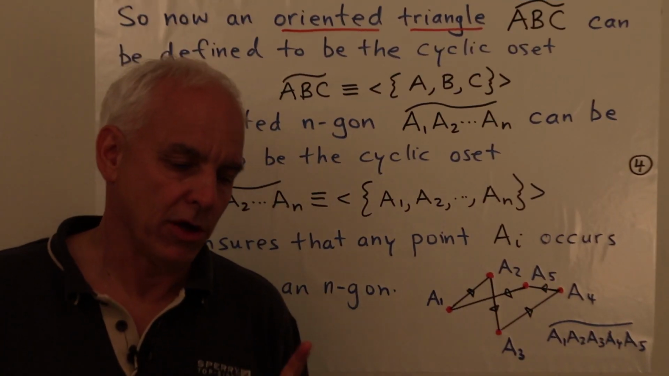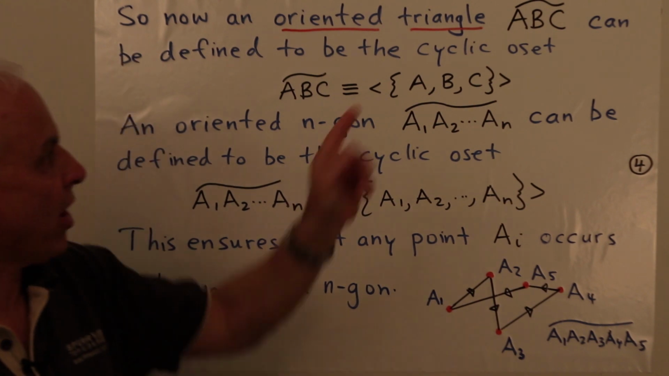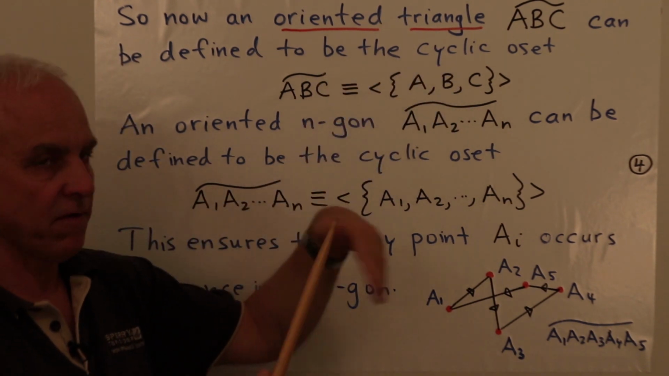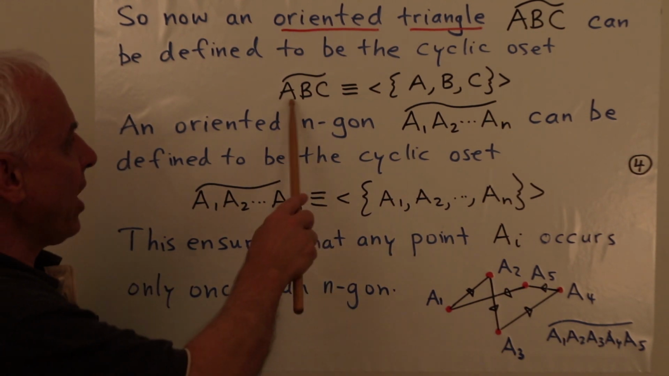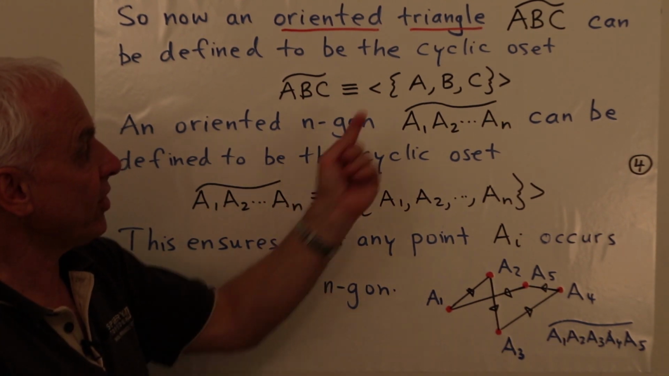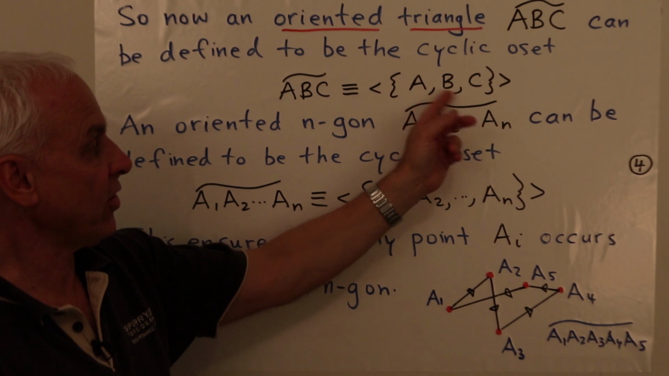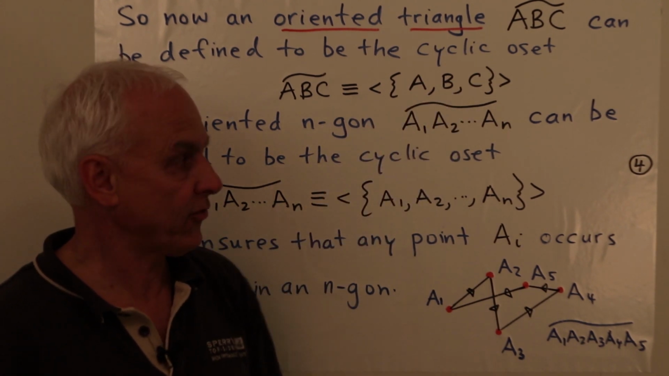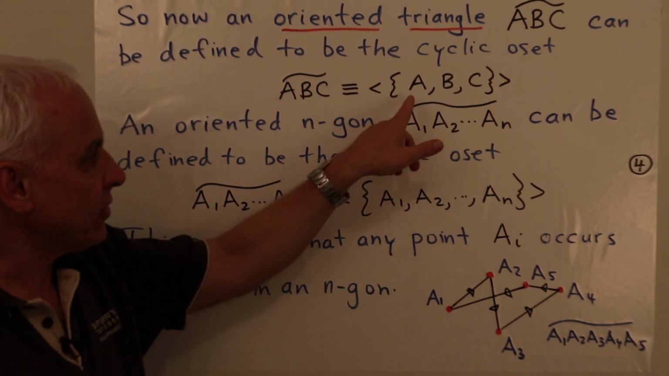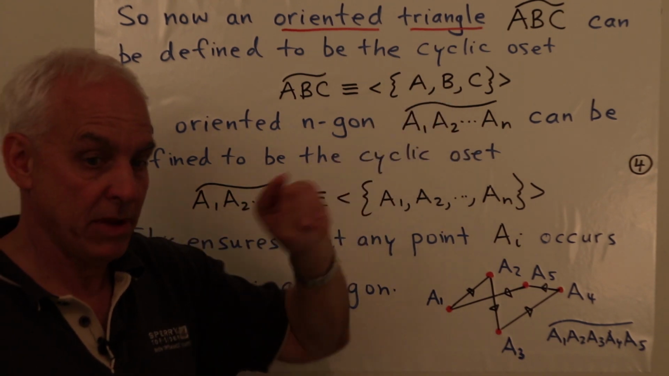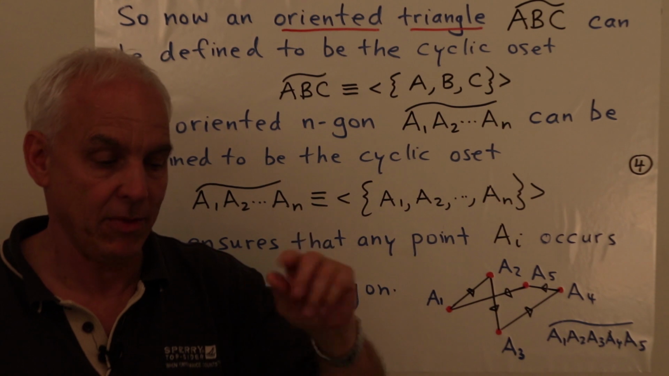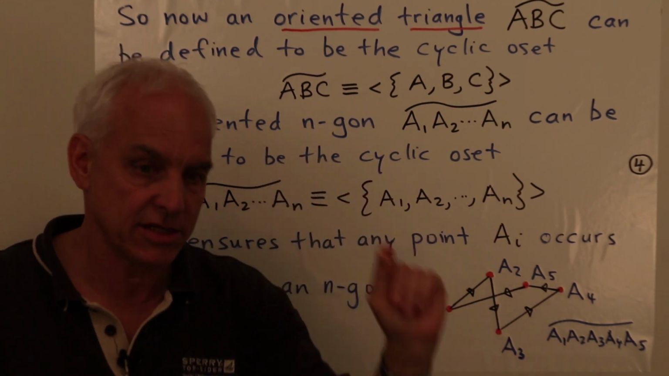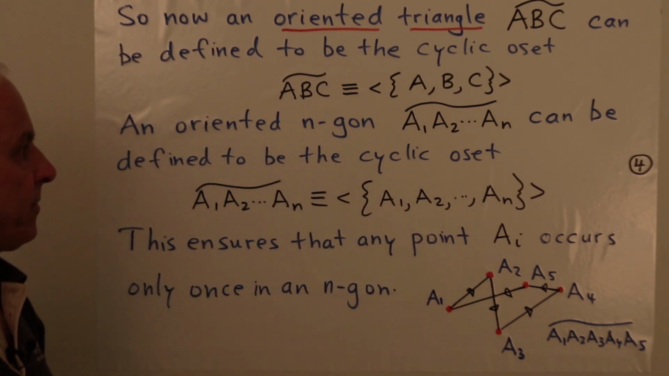So now we can, if we want to, return to our oriented triangles and redefine an oriented triangle in terms of our new notation. An oriented triangle, ABC, is just the cyclic oset consisting of 3 affine points. And it's an oset. There cannot be any repetitions here, right? We're not allowing 2 of these things to be the same. They have to really be 3 distinct points.